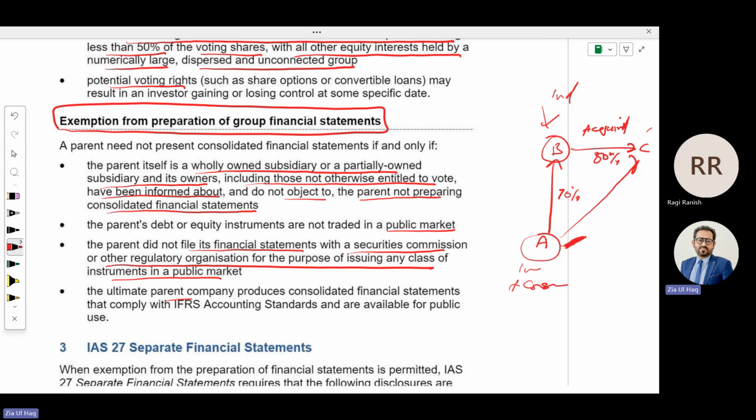The ultimate parent company, who is ultimate? A is the ultimate parent company. Though B is a parent, the ultimate parent is A. The ultimate parent company produces consolidated financial statements to comply with IFRS and are available for public use. Ultimate parent company means A. Here they talk about B.